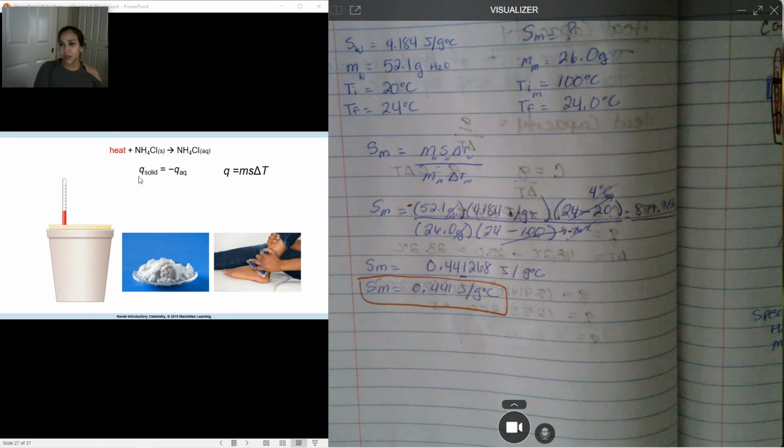So Q of the solid is equal to the negative Q of the aqueous, right? This is our solid, and the aqueous, it turned into a liquid later. So therefore, Q of the solid is equal to the mass of the aqueous times the specific heat of the aqueous times the change in temperature of the aqueous.